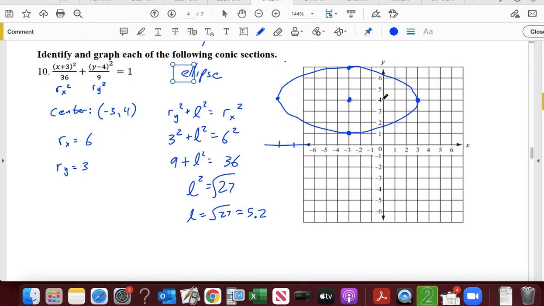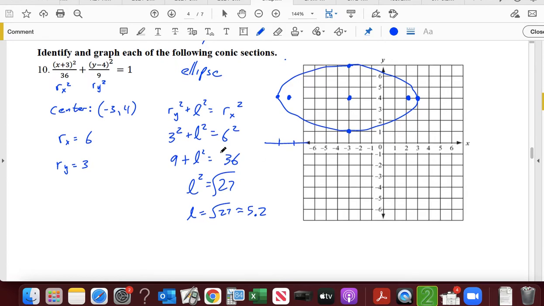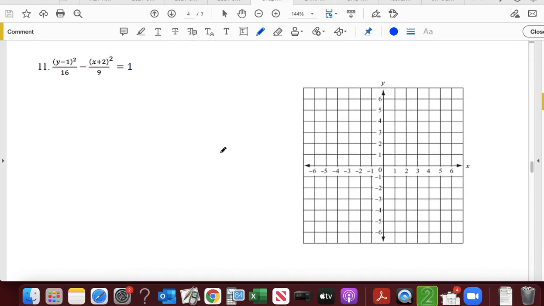So 1, 2, 3, 4, 5.2. And 1, 2, 3, 4, 5.2. And there is our ellipse. Alright, next we've got number 11 here. So it looks just like the ellipse, but notice how this is a subtracted term, so that makes it a hyperbola. So we got our hyperbola.